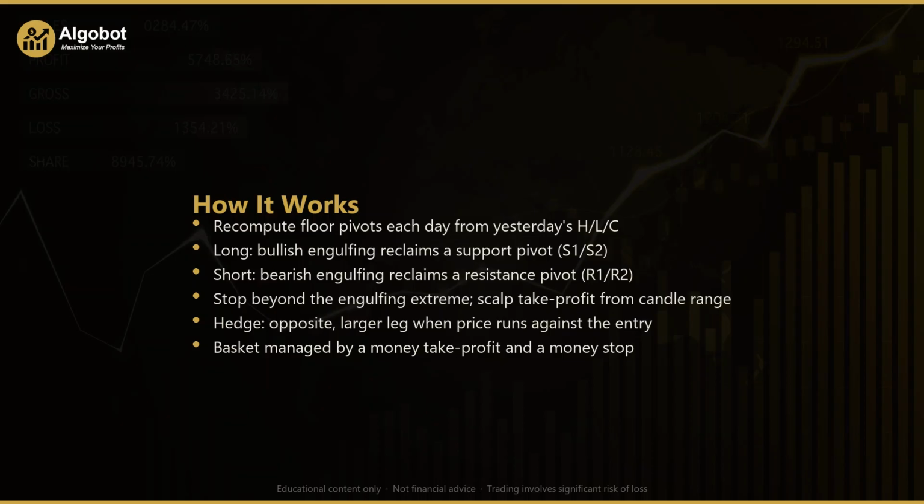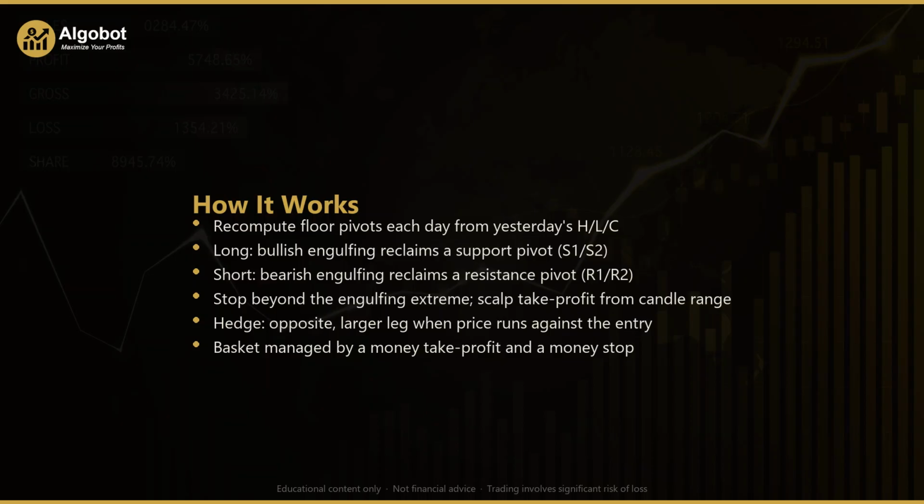Risk control comes next. The base stop loss sits beyond the extreme of the engulfing candle, padded by the stop multiple of that candle's range. The take profit is a scalp target, the reward multiple, defaulting to 1.2 times the candle range, so positions are closed quickly. Then there's the signature hedge. If price travels against the open position by the hedge distance, 1.5 engulfing ranges by default, the strategy concludes the pivot has failed and opens an opposite position, sized larger by the hedge multiplier. Now both directions are held.